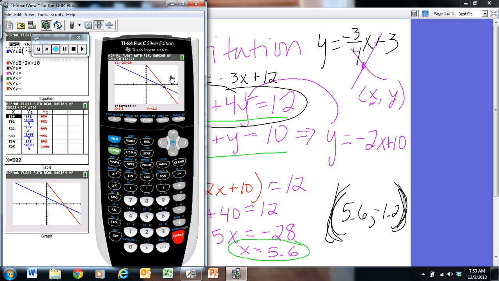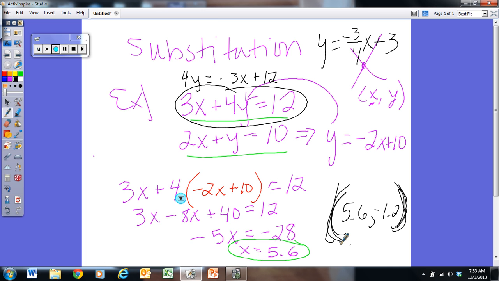So you can always check your answer on the calculator, but you have to know how to do it algebraically. Let's try another one.